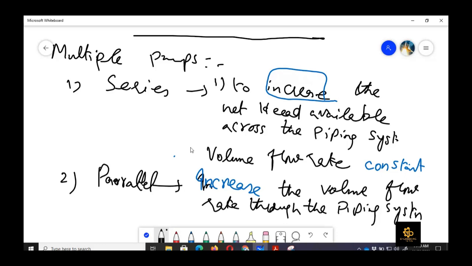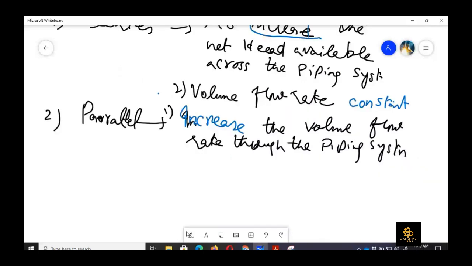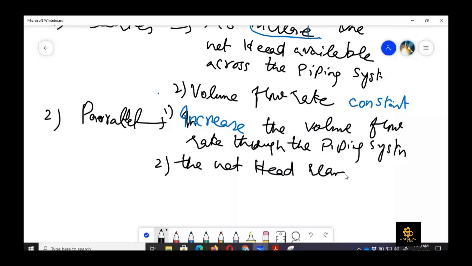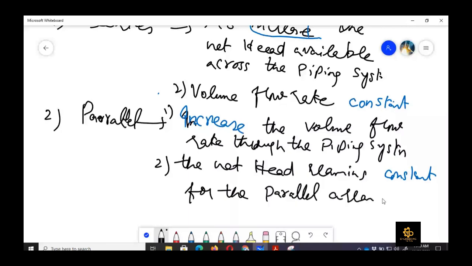Similarly, this is point 1, and for point 2, the net head remains constant for the parallel arrangement, right? So constant here, and increase there. We know this from the electric circuit as well.